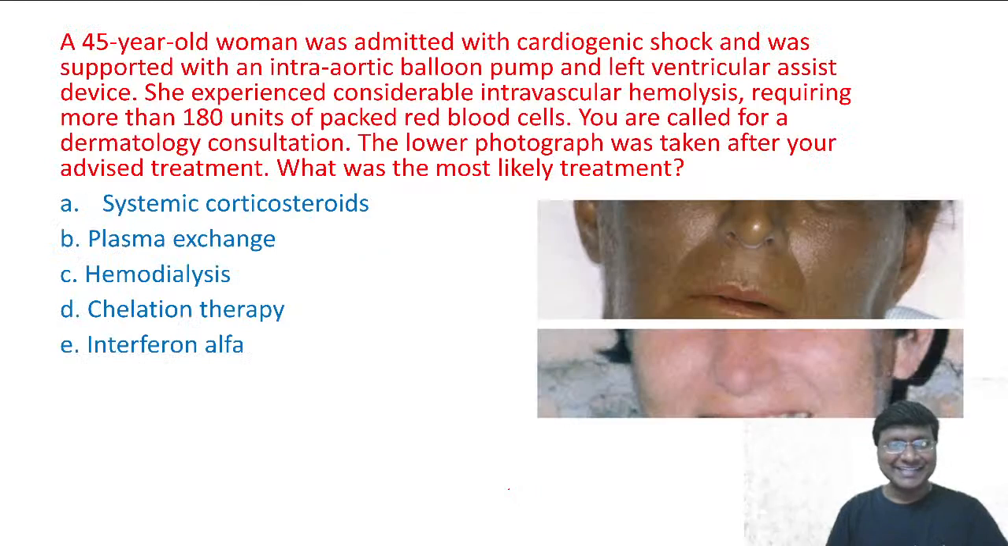Now, the other very important question, right? This is an excellent and superb question. We have a 45-year-old woman admitted with cardiogenic shock. And for this cardiogenic shock, she was put on IABP, intra-aortic balloon pump, right?